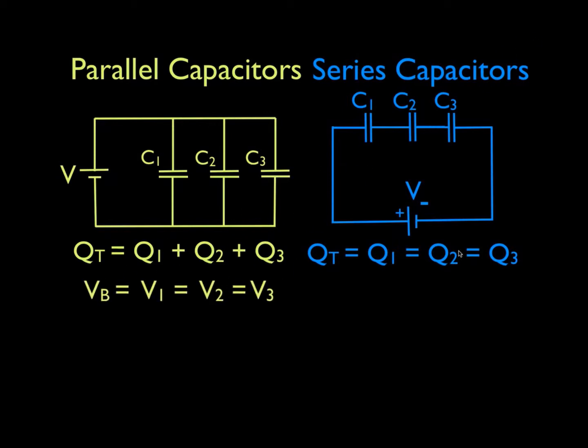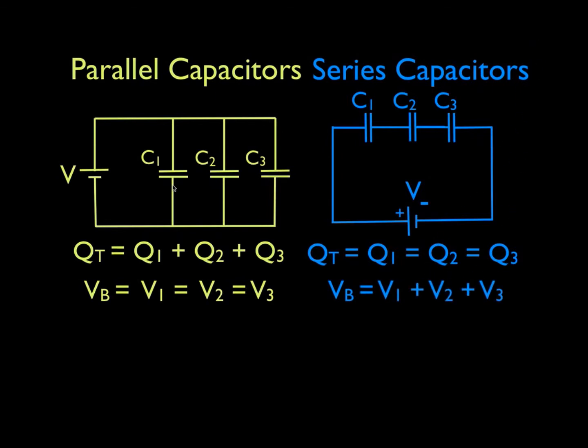The voltage, or the potential difference across each of the capacitors, is equal to the voltage of the battery, because they're all connected in parallel. Excuse me, I almost said series. They're all connected in parallel to the battery, so they all get the full power from the battery, I'd like to say. Okay, now it's kind of the opposite for series capacitors.